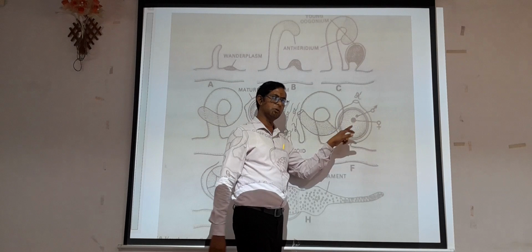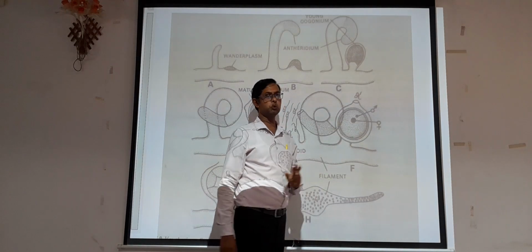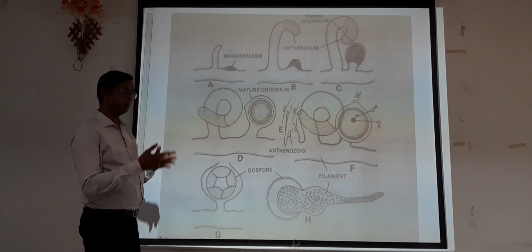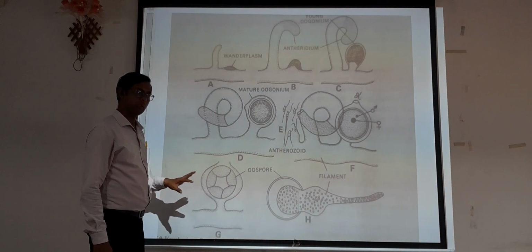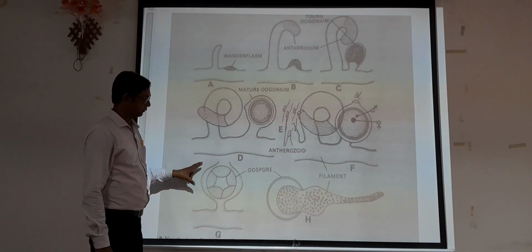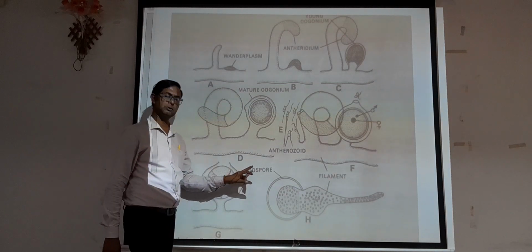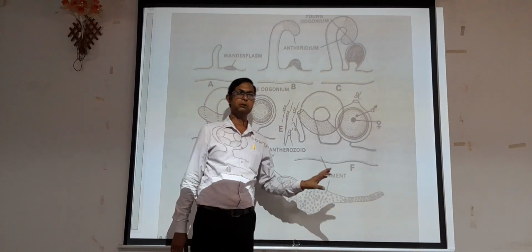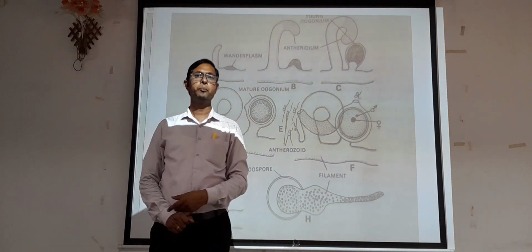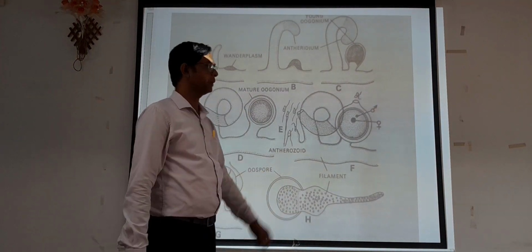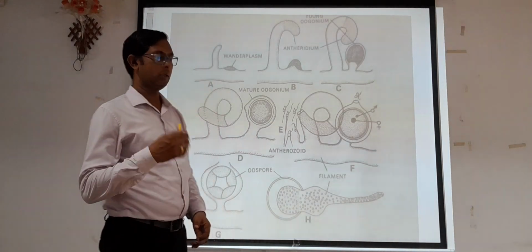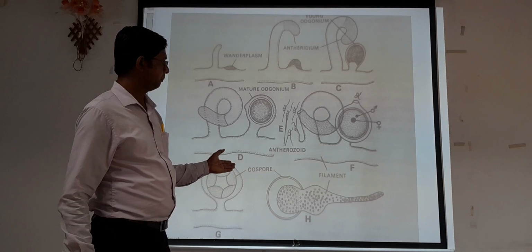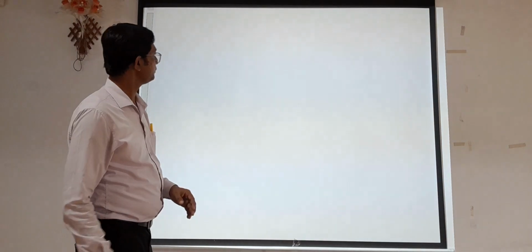It will enter, the nuclei of these two, oogonium and antheridium, will fuse, and fertilization will take place. Now this fertilized structure is known as oospore. These oospores, while getting the favorable condition, will germinate and produce the new plant body. So here this particular filament will be produced after getting the favorable condition.